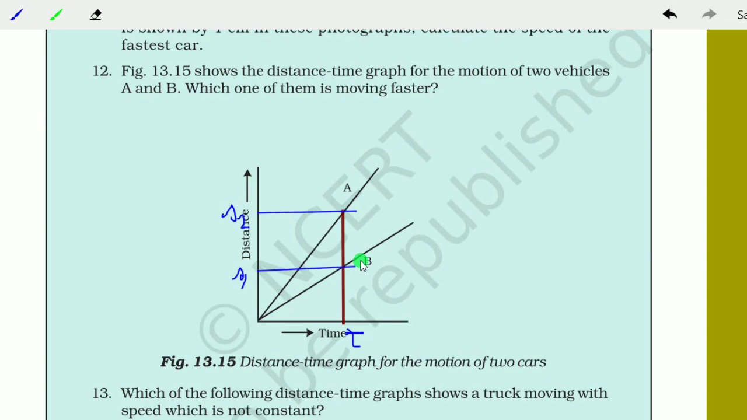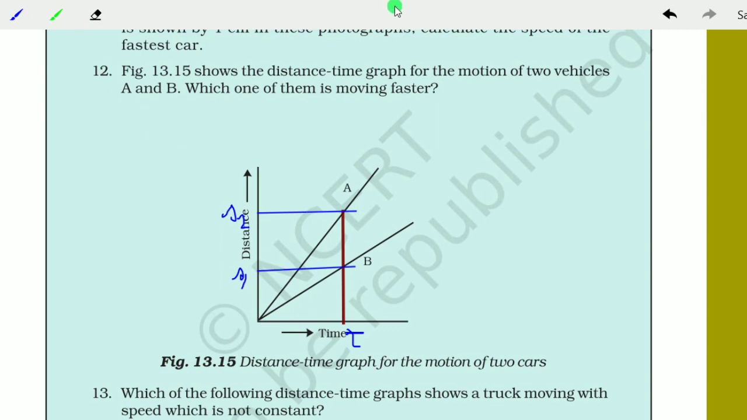Another way is the slope of the graph. Which graph has more slope? Slope means the steeper graph. Which is the steeper graph? A is the steeper graph. That is the vehicle moving with the faster speed. You know, steeper means it will make a larger angle with the t-axis. If it makes more angle with the t-axis, its speed is greater.